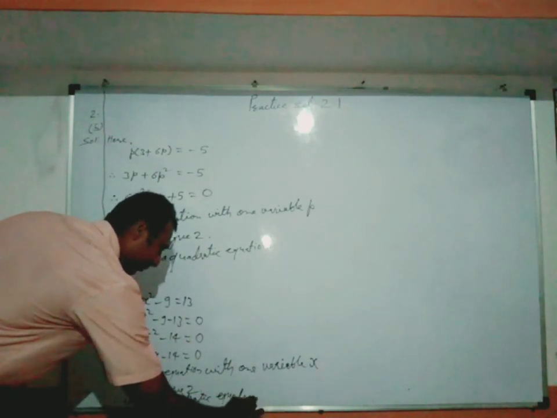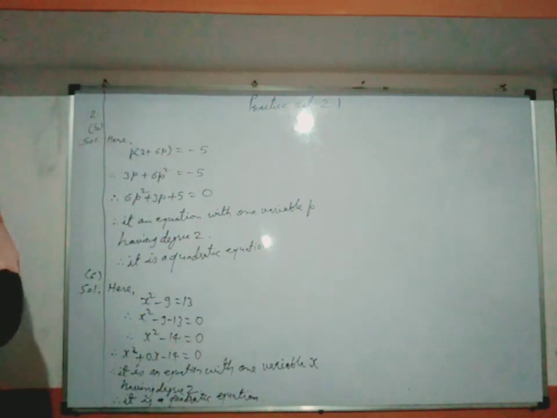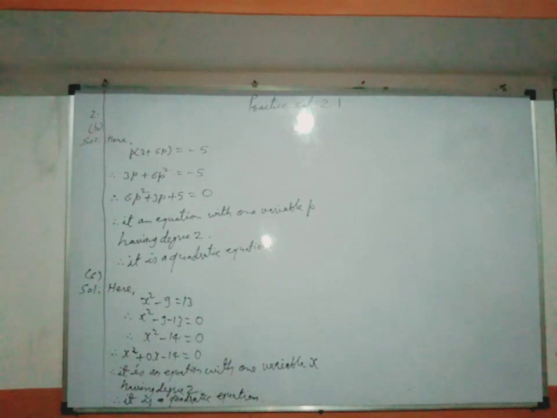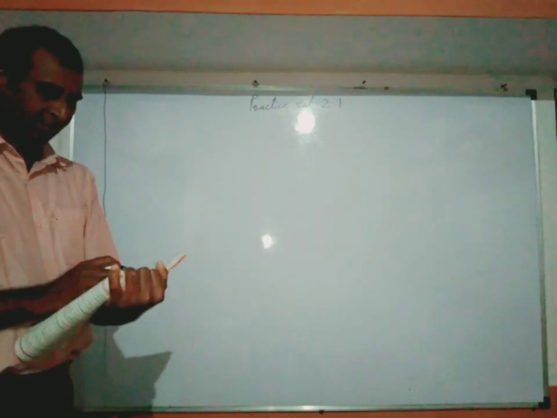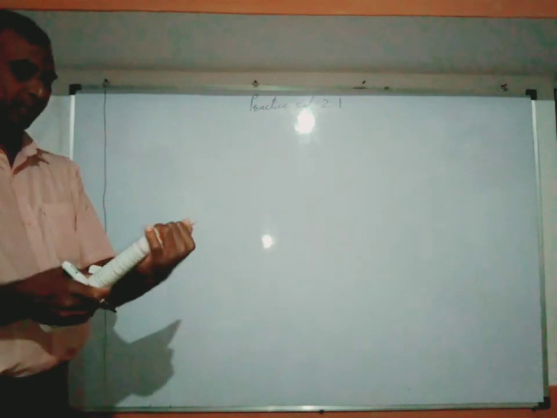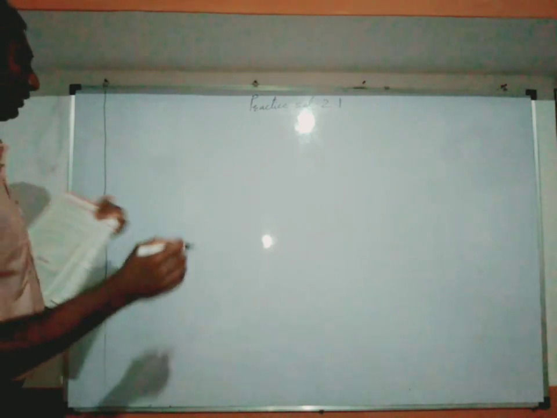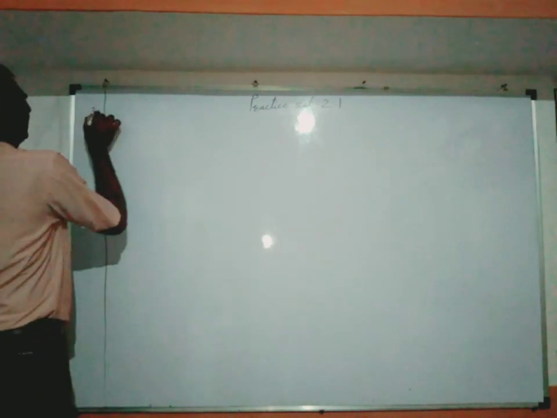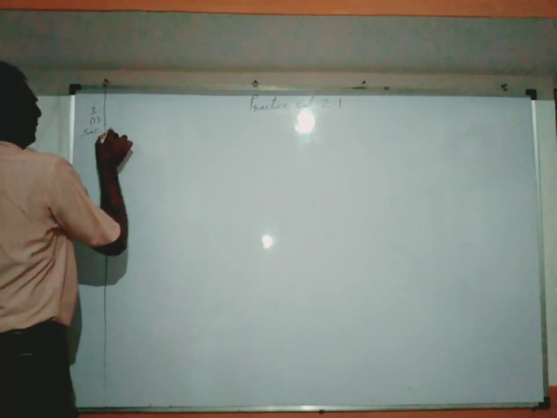Okay, it is a quadratic equation. Let's see question 3rd. Write the following equations in the form x square plus bx plus c equal to 0. Then write the values of a, b, c for each equation. Question 3rd, sub question 1st, solution.